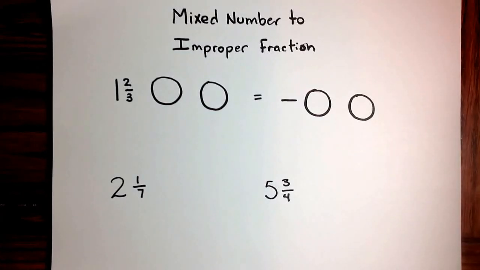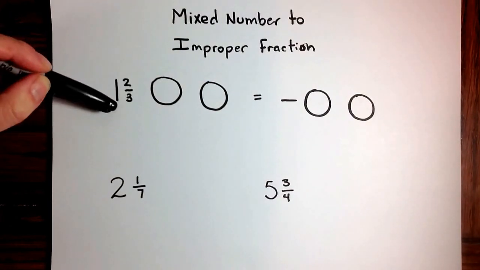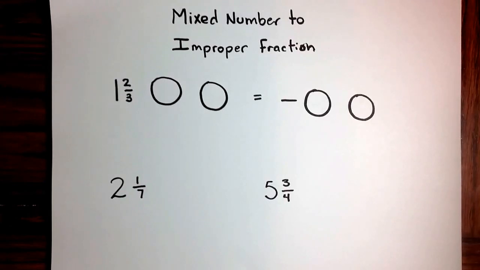In this video, we're going to talk about how to change between a mixed number and an improper fraction. And we're going to go from a mixed number to an improper fraction first. So first let's review what it means to be a mixed number. A mixed number has a whole number in the front and then a fraction behind it.